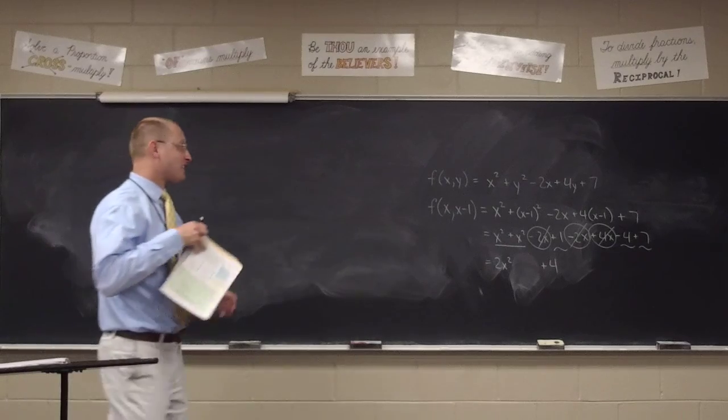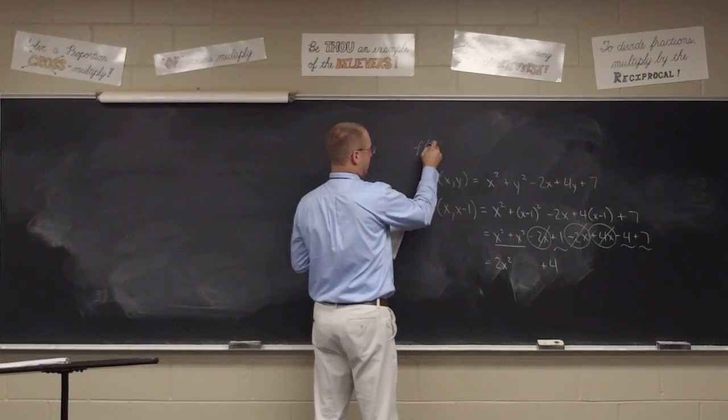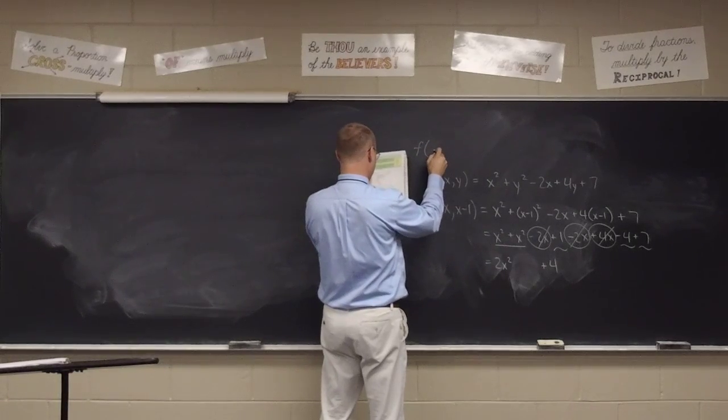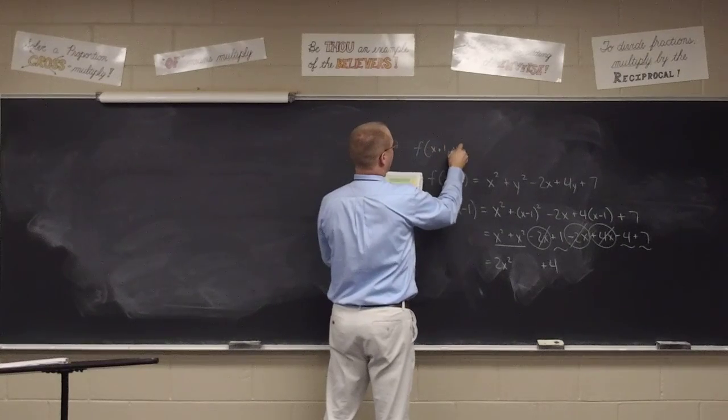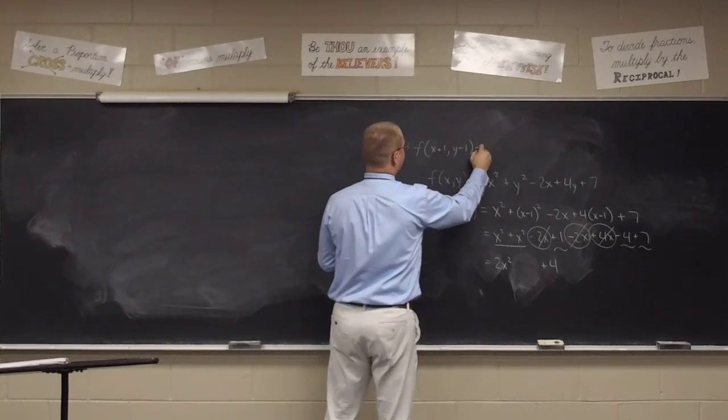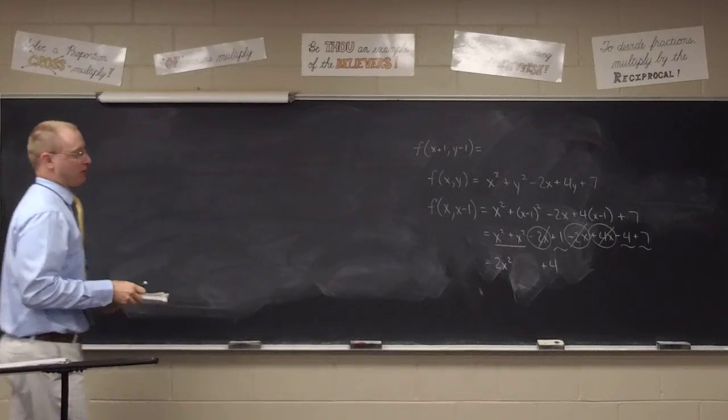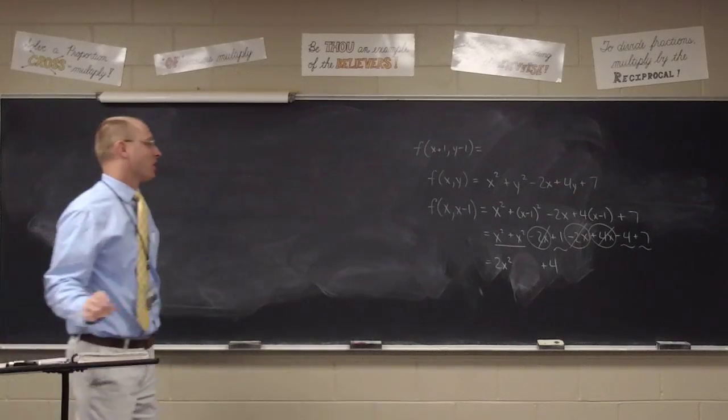All right, the next one is singularly obnoxious. F of x plus 1, y minus, I think, 1. They designed these to torture us. I think they wanted you to get a really good algebra review in this lesson. So at your seats, go ahead and work that one now.